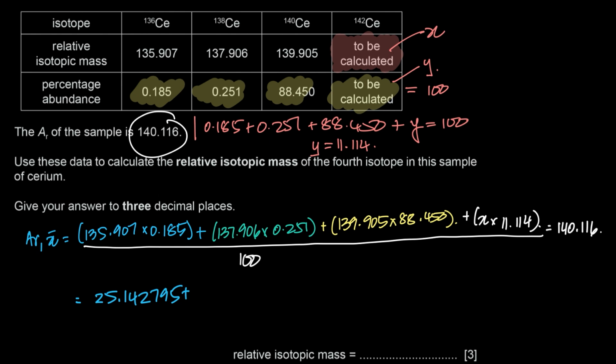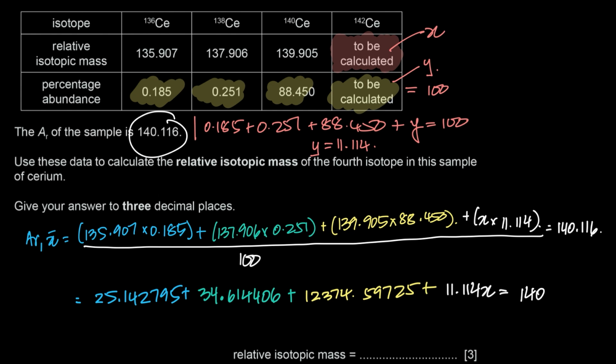So 137.906 times 0.251, that's the one in green that I've written, the isotope in green. This multiplication comes out to 34.61161446. Now you know where I'm going with this. This times this, which would give you 12,374.59725, plus basically 11.114x equals 100 times that, which will give you 14,011.6, and then you just solve for x.